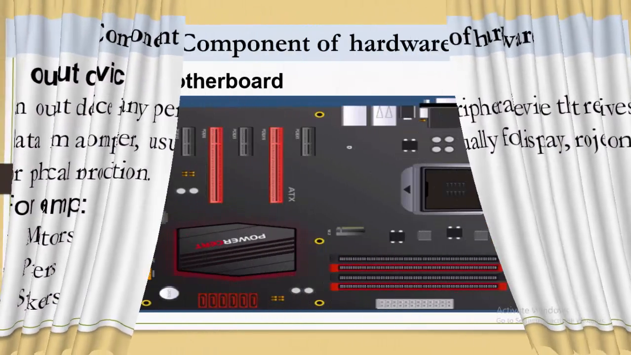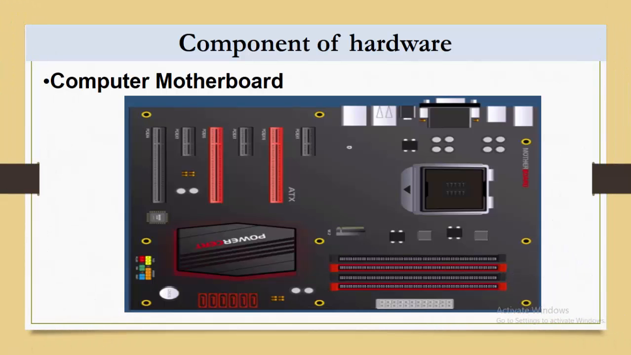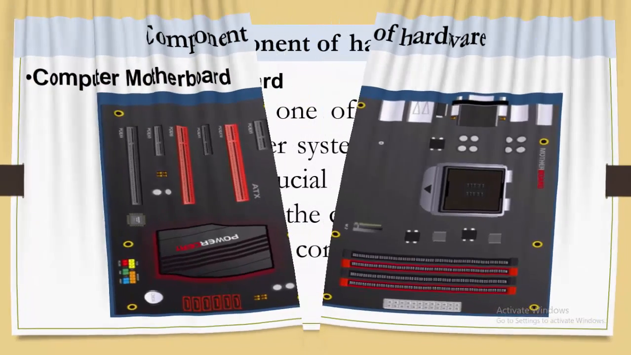Okay, the next one is the motherboard. A motherboard is one of the most essential parts of a computer system. It holds together many of the crucial components of a computer, including the central processing unit or CPU, memory, and connectors for input and output devices. This figure shows the motherboard, and we will explain the motherboard completely in the next chapters.